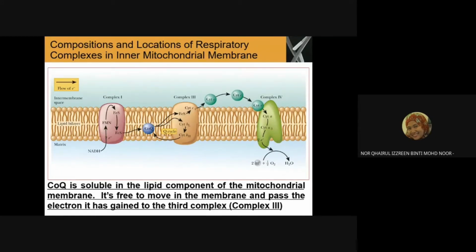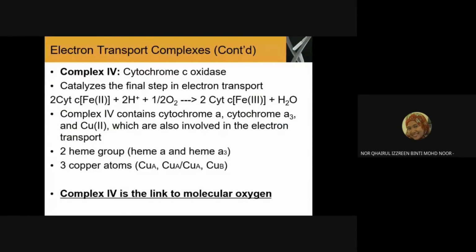Listen. I hope you can understand because I'm going to move to complex number 4. Complex 4 is cytochrome C oxidase. It catalyzes the final step in electron transport. So this is the overall reaction. It contains cytochrome a, cytochrome a3, and copper 2 or cuprum 2, which are involved in electron transport. This cuprum 2 will later be reduced to cuprum 1. There are 2 heme groups, heme a and heme a3, and 2 copper atoms, copper A and copper B. Later on, we'll look into it. So complex number 4 is the link to molecular oxygen.